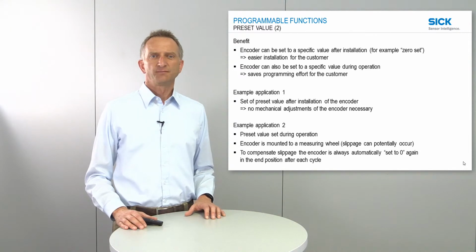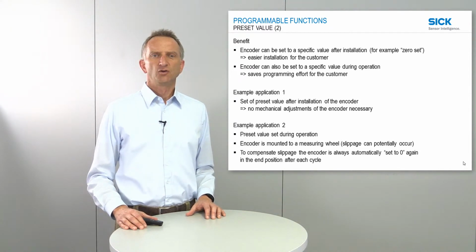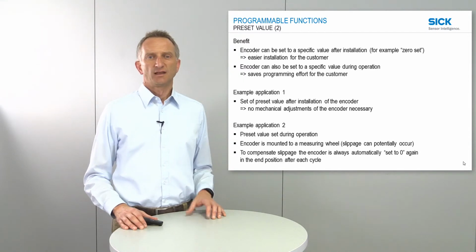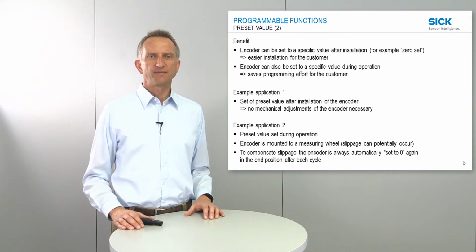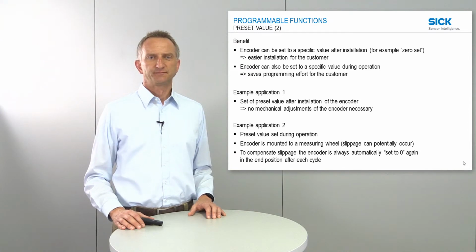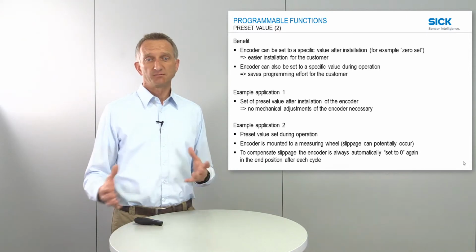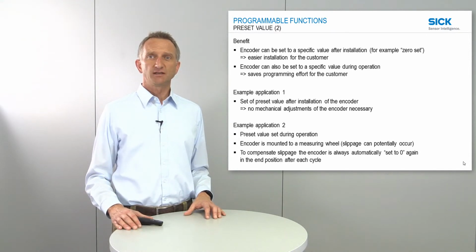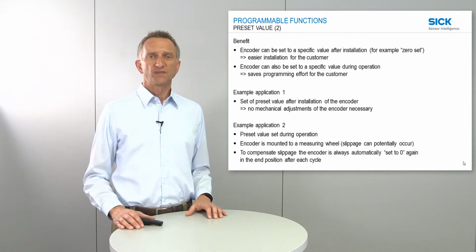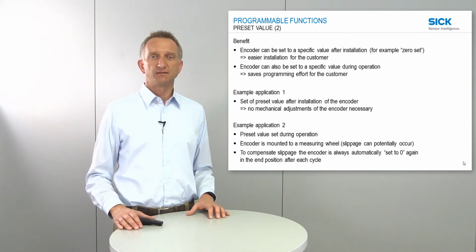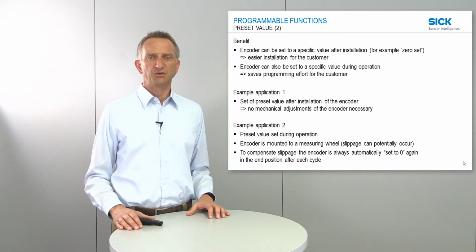As a second option, the preset value can also be activated automatically during operation. And this can save a lot of programming effort for the customer on the PLC side. Example number 1, we have already shortly mentioned. So that means the installation can be done in one way through, and there's no need for mechanical adjustments on the encoder. All the adjustments can then be done by setting the correct preset value.